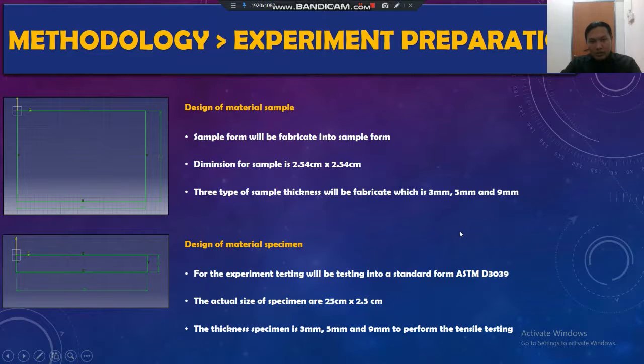This is my design. I have two kinds of design. The first is for material sample, and the second is material specimen for tensile testing.